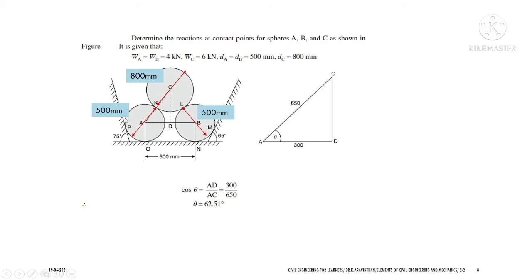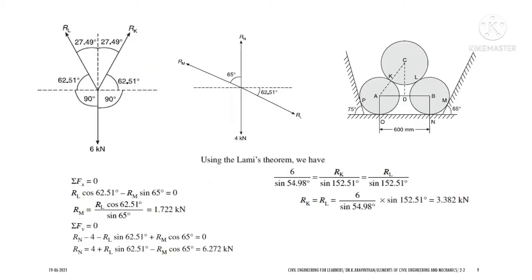Also there is an angle with the two surfaces. For the sphere A, you are having a surface of 75-degree angle, and for the sphere B, you are having an angle of 65 degrees. With this given data, let us find the reactions. Let us take one by one and resolve. We will be taking the first sphere, that is sphere C, and let us find the reactions at K and L. By the experience of the previous problem, let us try to imagine and understand the support reactions.